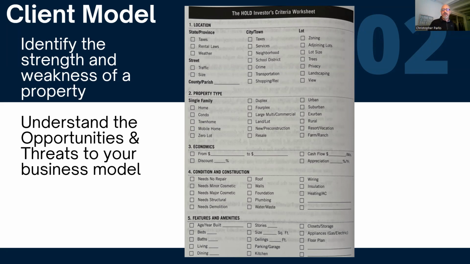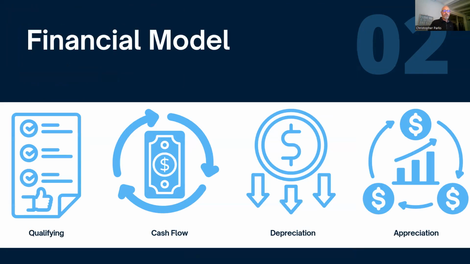But what we want to talk about next is really the financial model. And in the financial model, there are really four main components to this, with us trying to help people understand how to qualify for the home, also understand how to set up the cash flow analysis, and then understand how depreciation and appreciation really do help them.